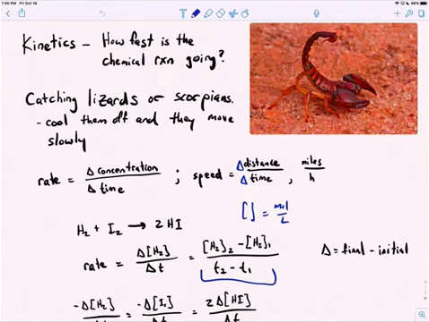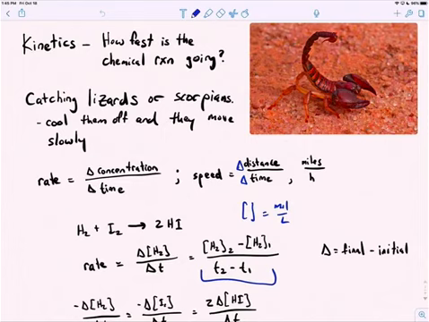And it's about the kinetics. So it's how fast things are going, and really what the kinetics are, it's the derivative, and we'll talk about that. But how fast are things going? Let's say you have a scorpion or a lizard and you want to catch them. What's the way you could do it?